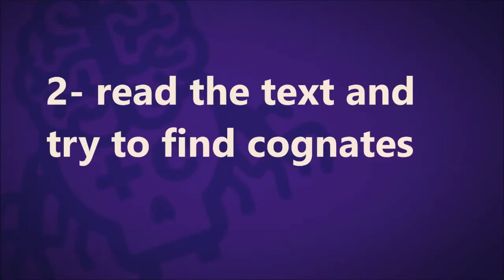The second step is, now look at the text and try to find cognates. Okay, cognates. What is a cognate, teacher? A cognate is a word that is similar in different languages. For example, television. Television is similar in different languages, in Spanish, Portuguese, in Romanian, and in English. So it's a cognate, okay? I'm going to give you some examples of cognates, okay?